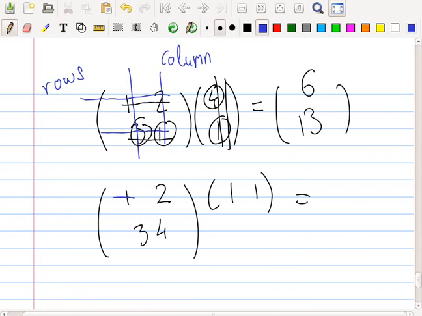If I multiply these 2 by these 2, what goes wrong? What's the problem? There's no number here. Okay, so the numbers here must match the numbers here. So how many numbers here? 2. But how many here? 1. So you can't multiply these. The same goes when you try to add.